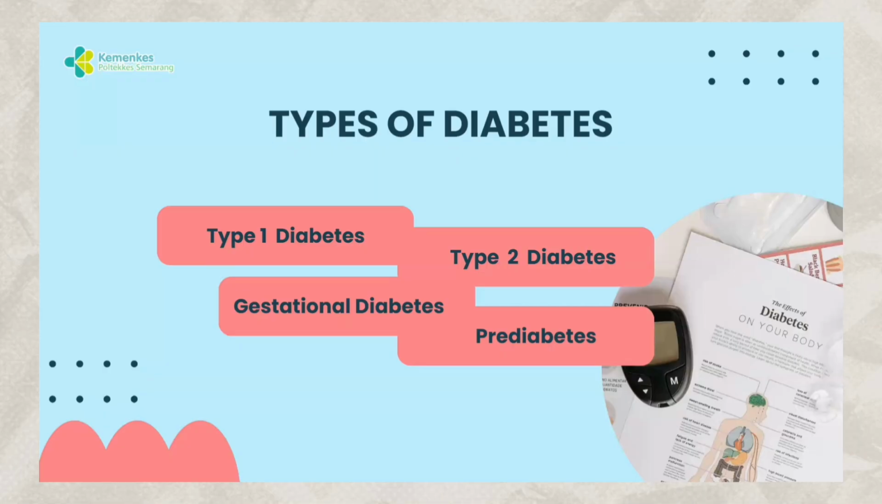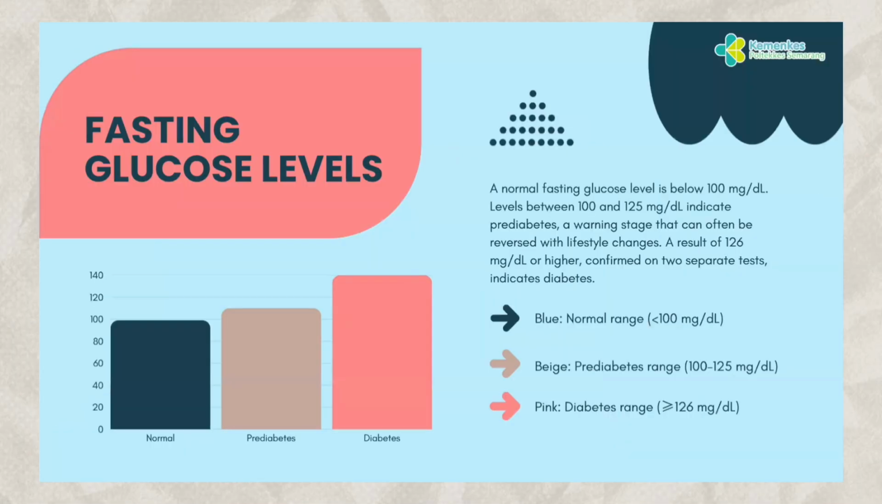Okay, the next is fasting glucose level. If we look at fasting blood sugar levels, the normal level is less than 100 milligrams per deciliter. Levels between 100 and 125 milligrams per deciliter are considered prediabetes. Meanwhile, levels of 126 milligrams per deciliter or higher, confirmed by two separate tests, indicate diabetes.